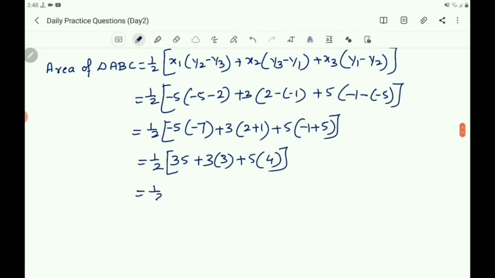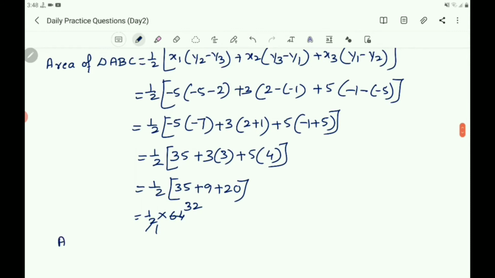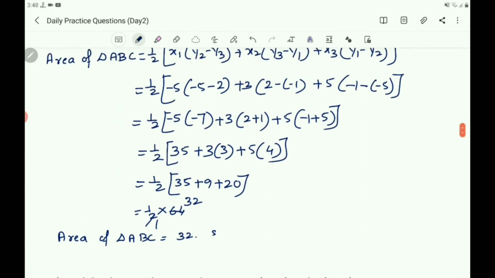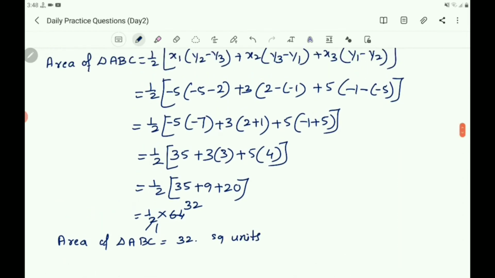That equals 1 by 2 into 35, 3 3s are 9, plus 5 4s are 20. That equals 1 by 2 into 35 plus 9 is 44, 44 plus 20 is 64. 2 1s are 32s are. Therefore, area of triangle ABC equals 32 square units. Area of the triangle ABC is 32 square units.